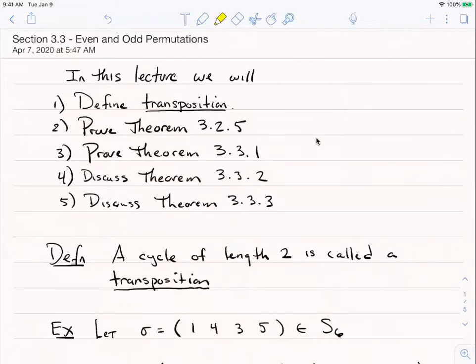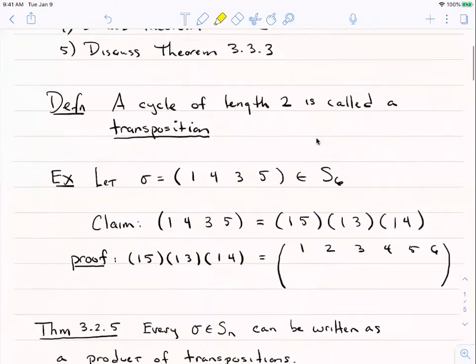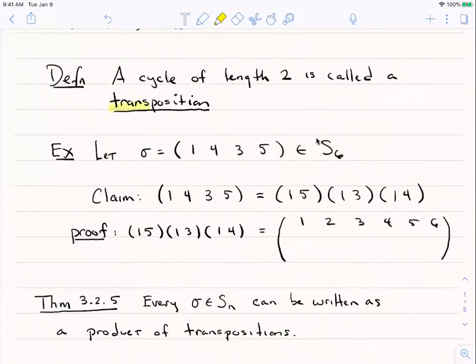I want to tell you what a transposition is, and it's an easy thing to do. A transposition is just a cycle that has length 2. You remember that the length of a cycle is the number of elements in its non-trivial orbit, and a transposition just has length 2. So a transposition is a permutation in cycle notation that just looks like (i j). i goes to j, j goes to i, everything else is fixed. It's called a transposition. Let's look at this example I've got here.